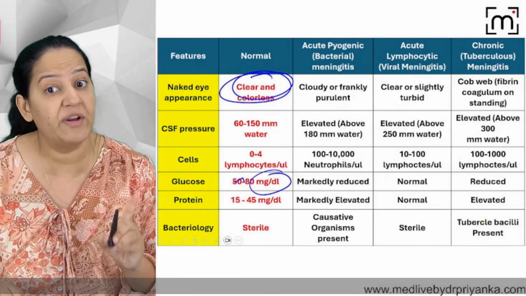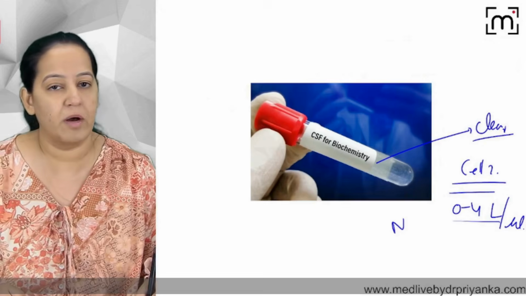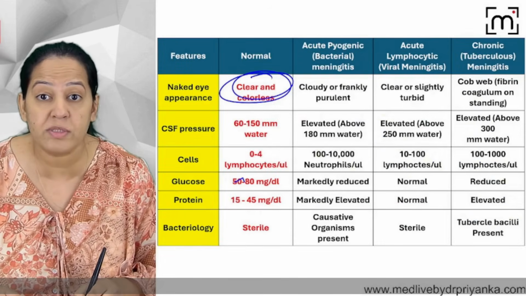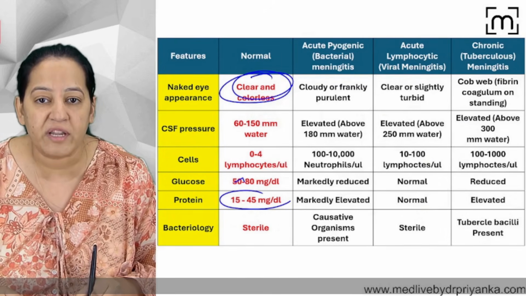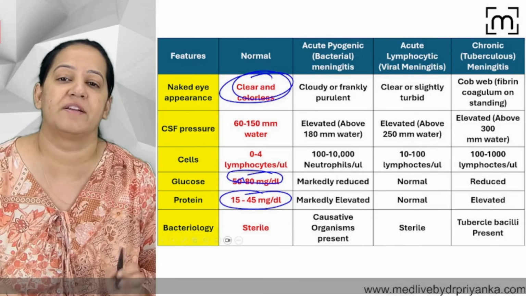Now, what about protein and glucose? Normal CSF contains protein as well as glucose. So how much protein and how much glucose? Protein is 15 to 45 milligram per deciliter, and glucose is 50 to 80 milligram per deciliter.